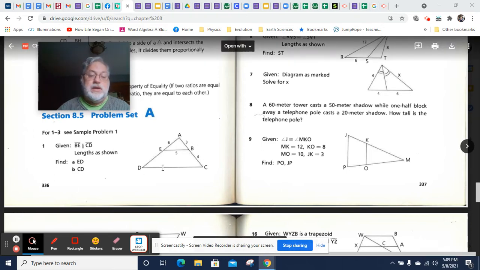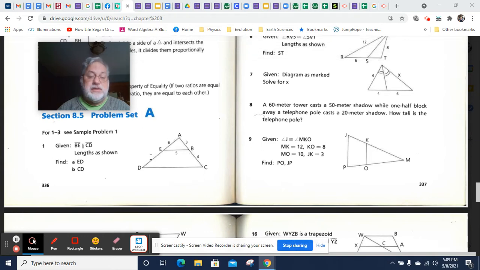So for ED, I'm just going to say 3 is to 4 as 6 is to what ED is. And so that's just fairly straightforward. 3 is to 4 as 6 is to 8, of course. Now, for this one, we're doing 3 is to 7 as 5 is to CD. So 3 is to 7 as 5 is to CD.